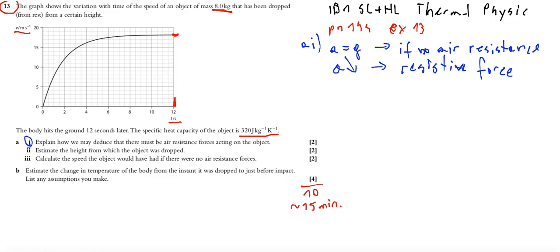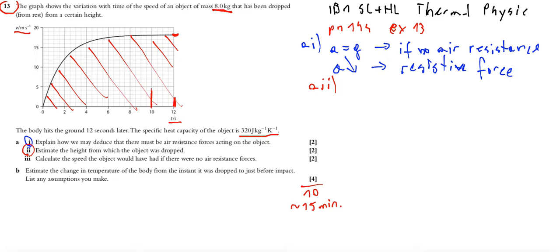Okay, second, A2. Estimate the height from which the object was dropped. I hope that you remember that when you have a velocity versus time graph, then the distance traveled by the object is represented by the area under the graph. So you have to count squares, and by estimation you have to find the area.